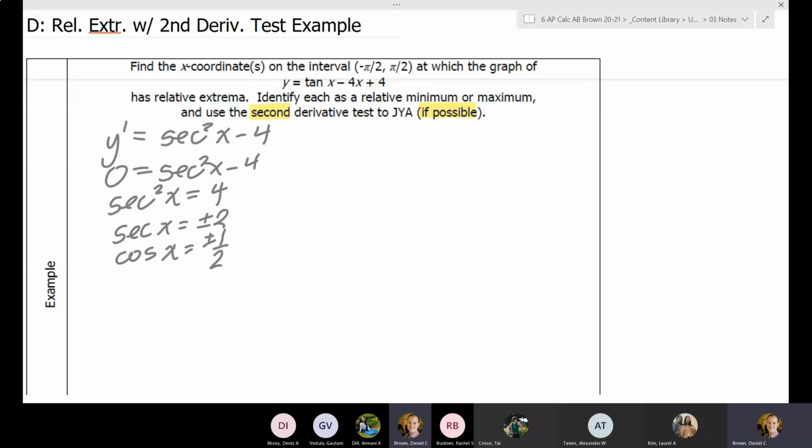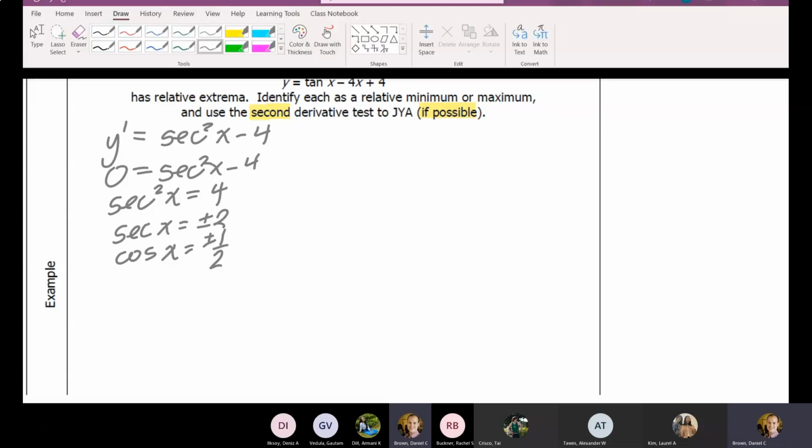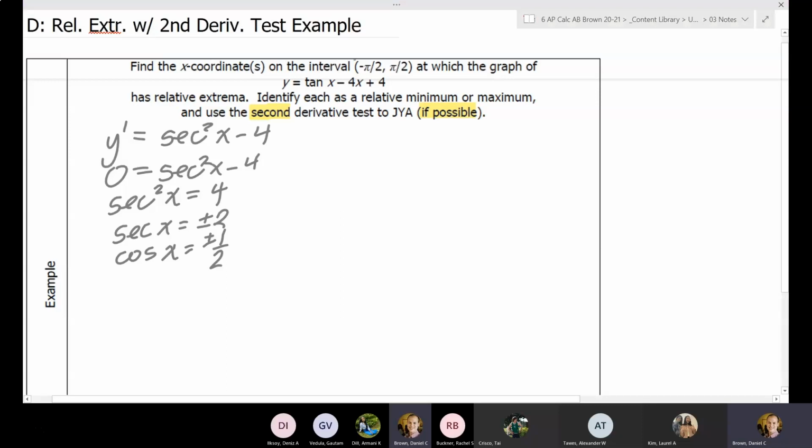I don't like thinking in terms of secant, but we know that secant is the reciprocal of cosine. So saying secant is equal to plus or minus 2 is the same thing as saying cosine of x is equal to plus or minus 1/2. That helps you think about it. So we want to figure out when cosine is equal to plus or minus 1/2 along the interval from negative pi over 2 to pi over 2.